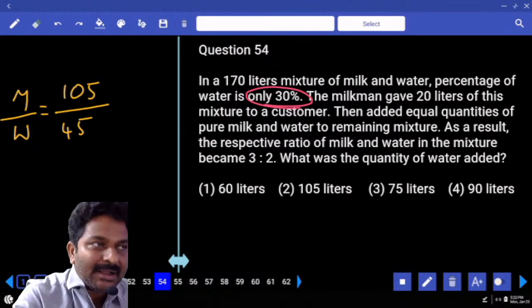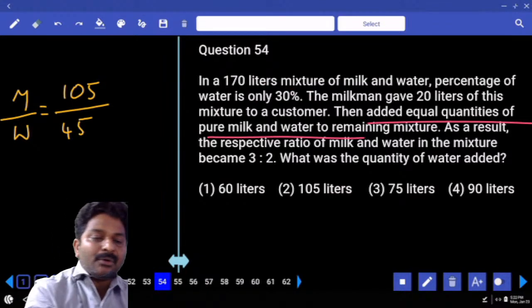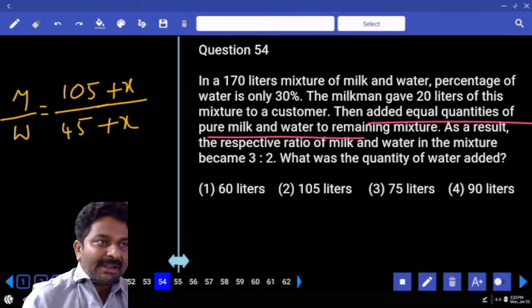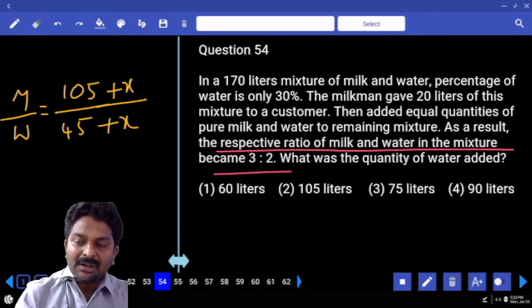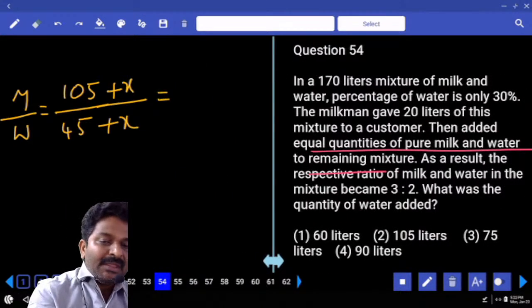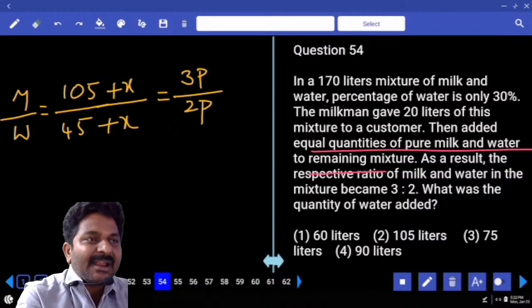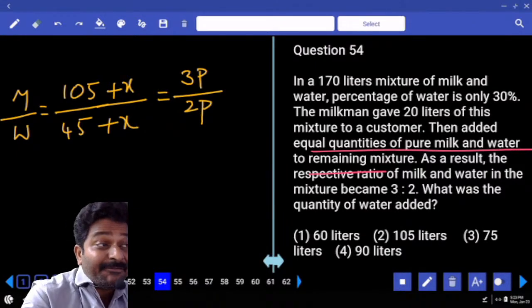Clear? Then equal quantities of pure milk and water are added. I am adding x to both numerator and denominator. As a result, the ratio of milk and water in the final mixture is 3:2. Can I say 3 parts and 2 parts? Yes. Observe the right hand side, how many parts difference do we have? 1 part.